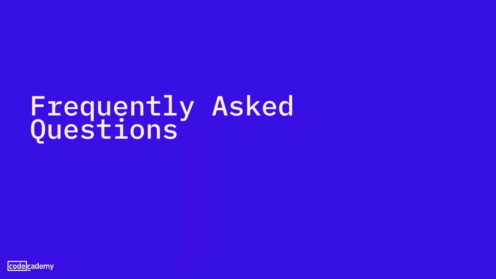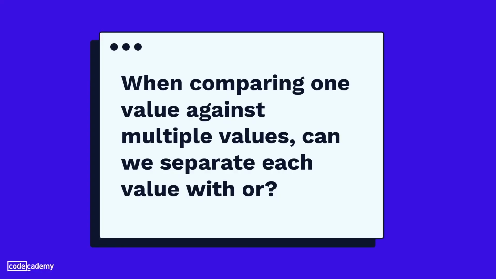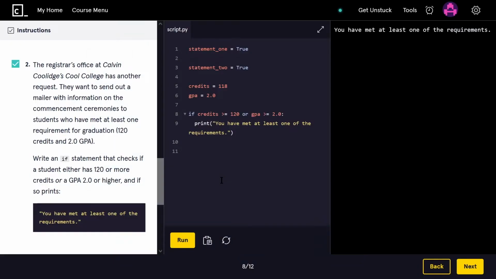Before we move on, let's look at one of the frequently asked questions for this exercise. A commonly asked question by Codecademy users is, when comparing one value against multiple values, can we separate each value with OR? The answer to this is no. In Python, you cannot separate each value with the OR operator since it would cause a logical problem due to the order of operations. It would technically not cause an error, but it would not perform as expected. Let's take a look at what this means. Back in our code, let's print the result of GPA equals 2.5 or 2.0 or 1.5.